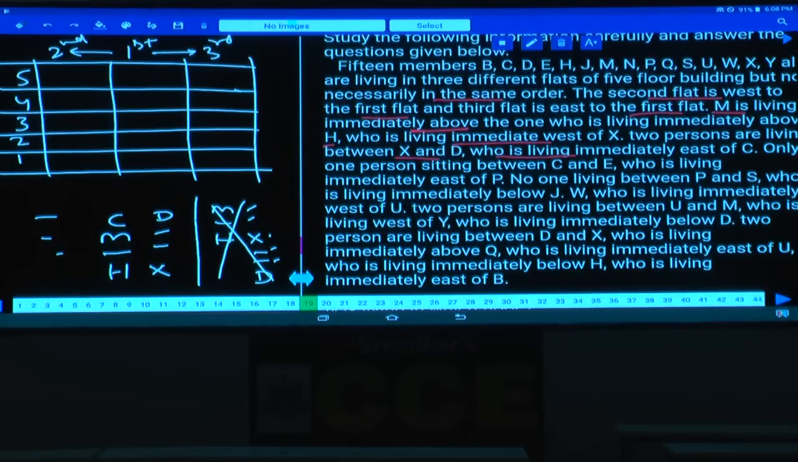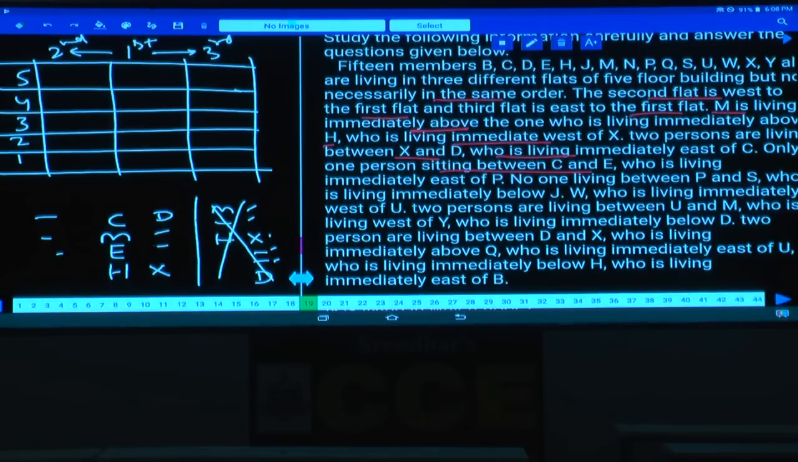The next one, east of C, only 1 person between C and E. How many persons in between C and E? There is exactly 1 person. As there is exactly 1 person between C and E, can you take E above this one? No, because if you take this one, then you will have 6. As it is not possible, where should this E be? E must be in between M and H. Are you following this one or not? E must be in between M and H. Now this is finalized, and only 1 person sitting between C and E.